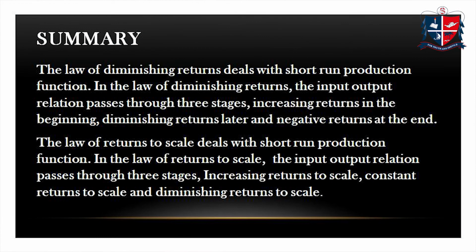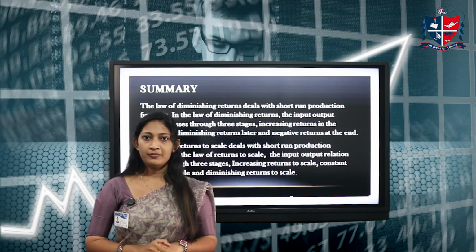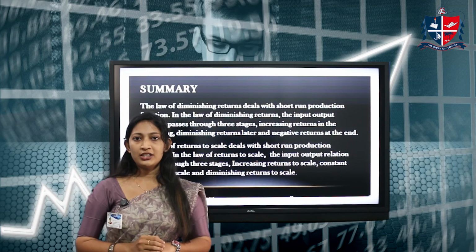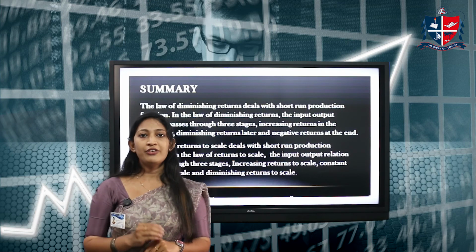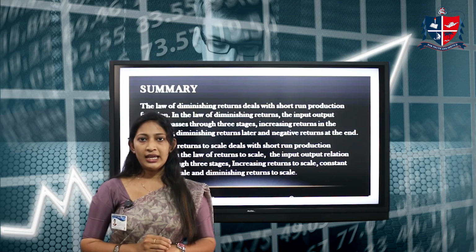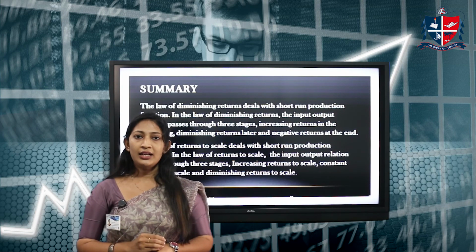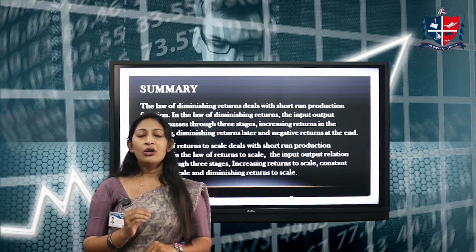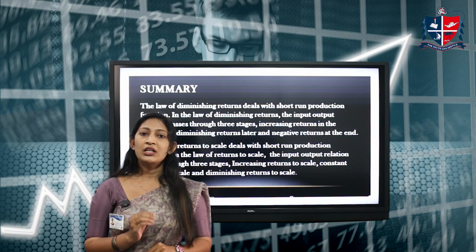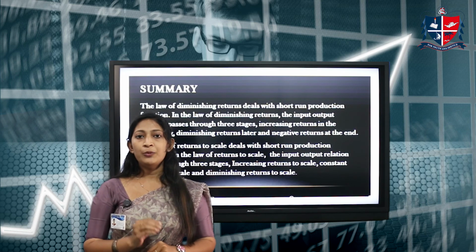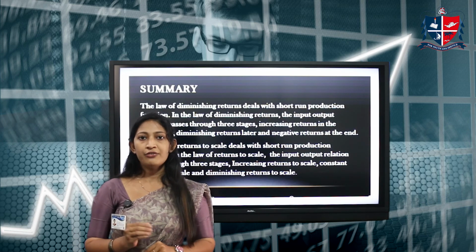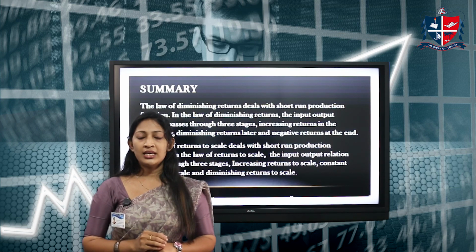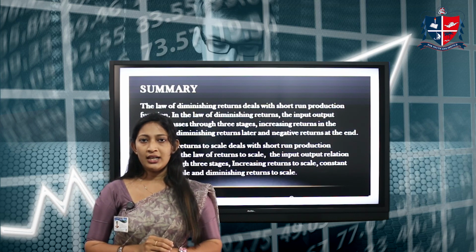Let us summarize what we have discussed so far. The law of diminishing returns deals with the short-run production function, and it passes through three phases: increasing returns, diminishing returns, and negative returns. Whereas the law of returns to scale deals with the long-run production function, and the input-output relationship passes through three phases: increasing returns to scale, constant returns to scale, and diminishing returns to scale.